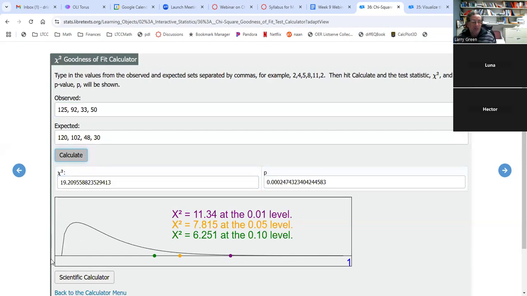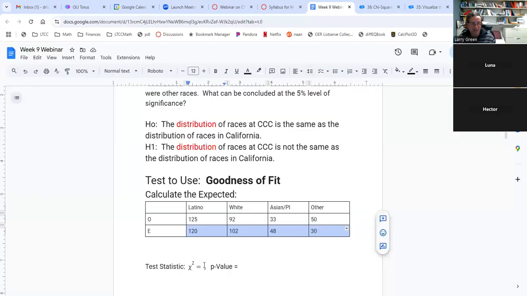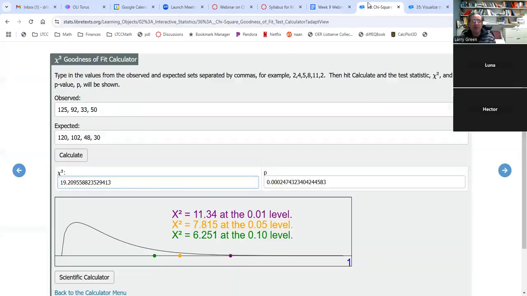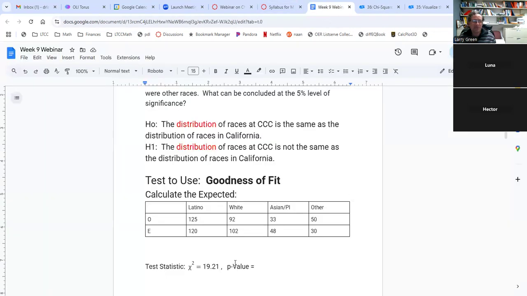Okay, it even shows the shape of the distribution. It looks like that. We have a chi-squared, that's our test statistic, of about 19.21. And our p-value is actually very small. So 19.21 is our test statistic, and the p-value is 0.00025. Any questions on this? Any questions?